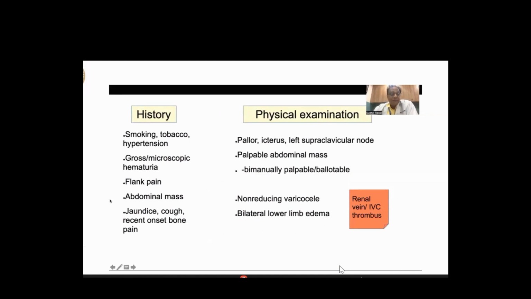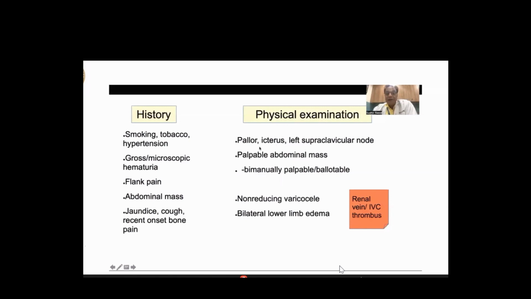The history one has to take is for smoking, tobacco, hypertension, gross or microscopic hematuria. You must talk to the patient about flank pain. You must palpate whether there is an abdominal mass or not. It is palpable, bimanually palpable, ballotable. Jaundice sometimes can occur when it is advanced disease, cough of recent onset, and bone pain.